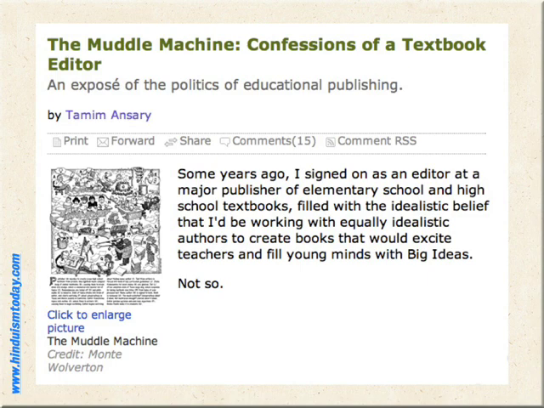For a period of 9 years, Ansari, a noted author, worked for Harcourt Brace, one of the leading publishers of U.S. textbooks. From his experience came this article, The Muddle Machine, Confessions of a Textbook Editor, an exposé of the politics of educational publishing. He begins, "Some years ago I signed on as an editor at a major publisher of elementary school and high school textbooks, filled with the idealistic belief that I'd be working with equally idealistic authors to create books that would excite teachers and fill young minds with big ideas.